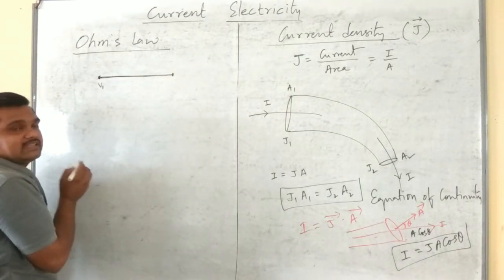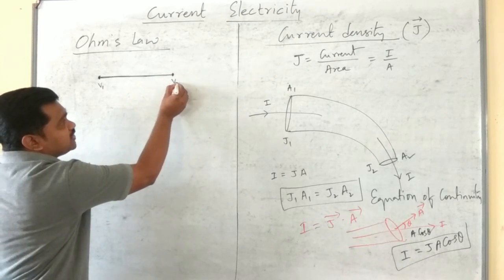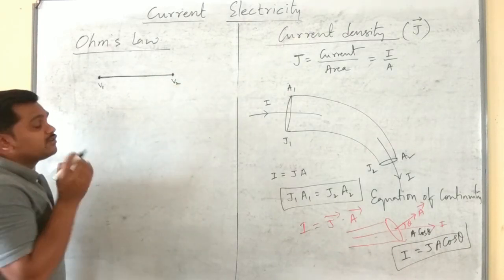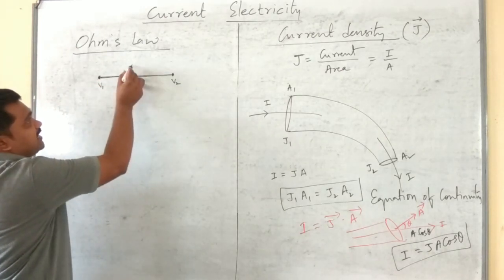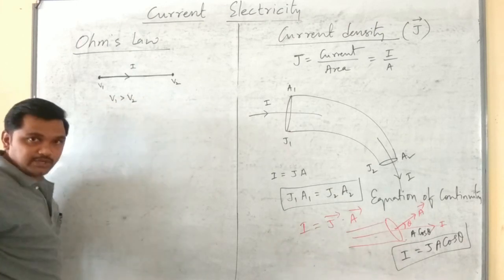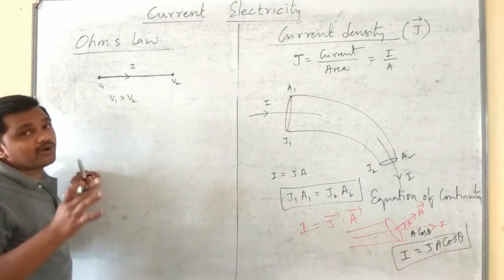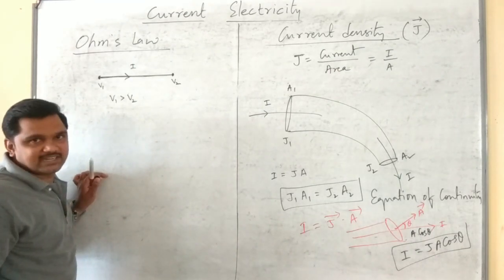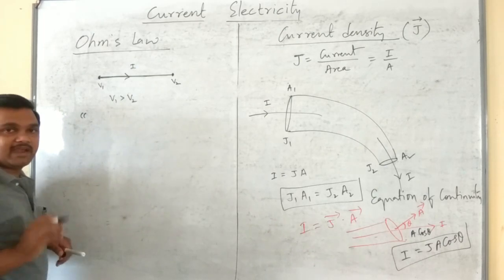if V1 is the potential at this point and V2 is the potential at this point, for the current to flow from this point to this point, what is the necessary condition? V1 has to be greater than V2. If V1 is equal to V2, then no current will flow, isn't it? So, in this way, he has given one statement.